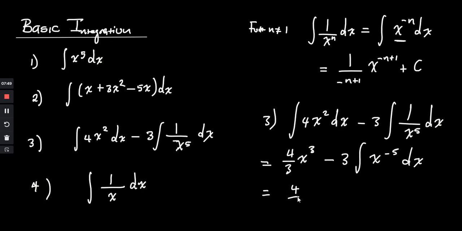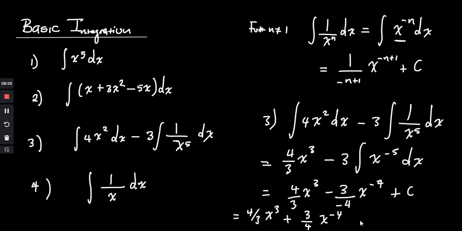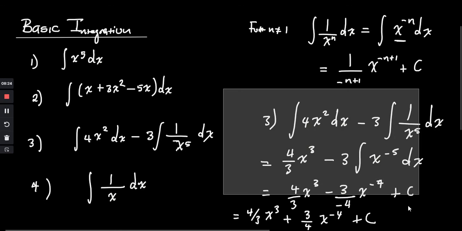So you can see that this is 4 over 3 x cubed, then minus 3 over negative 4, because it's negative 5 plus 1. So it's negative 4 x to the negative 4, then plus a constant c. Then you can rewrite it as 4 over 3 x cubed plus 3 over 4 x to the negative 4, then plus c. Okay, so you could have just written it that way.